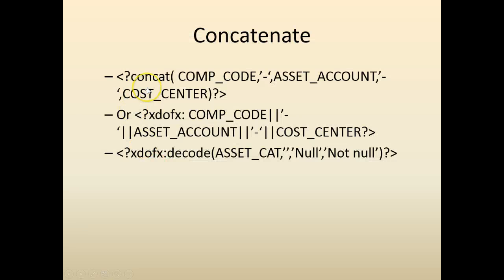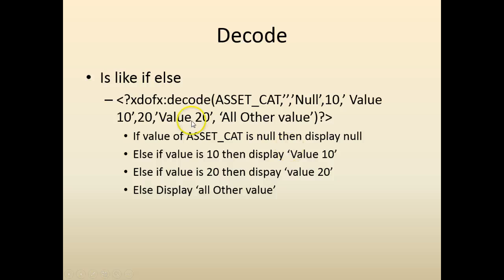Let's look at how to concatenate two fields. You can either use concat or xdofx concatenate, like a SQL function. You can also use decode if you want to decode a value, if it's null, then null, or not null. Decode is like an if-else. If the asset is null, then display null. If the asset is 20, and so on.